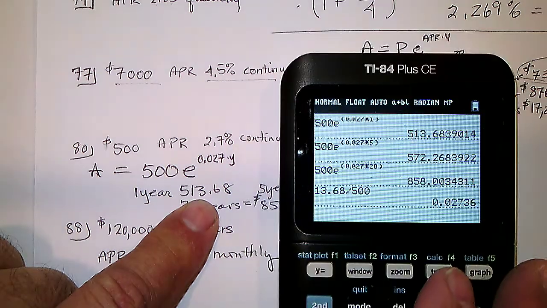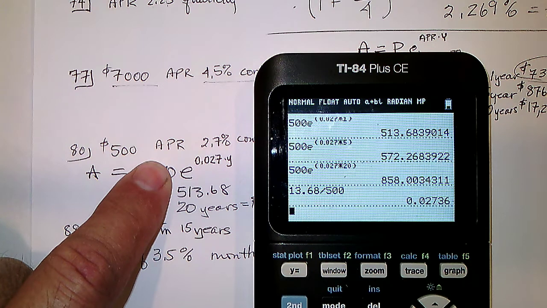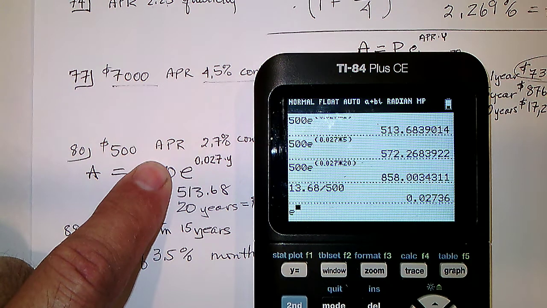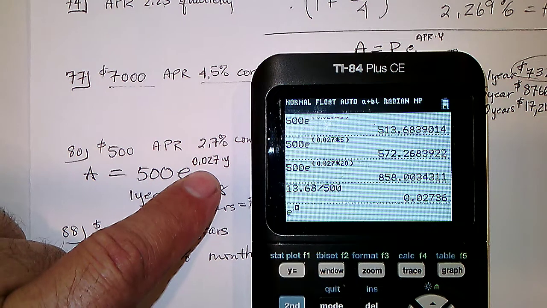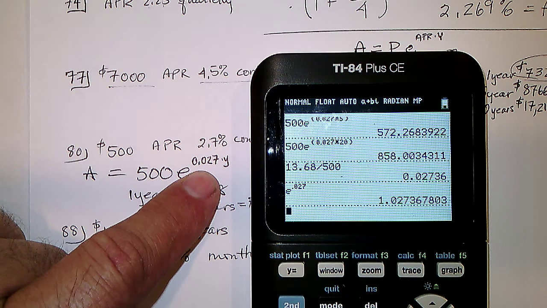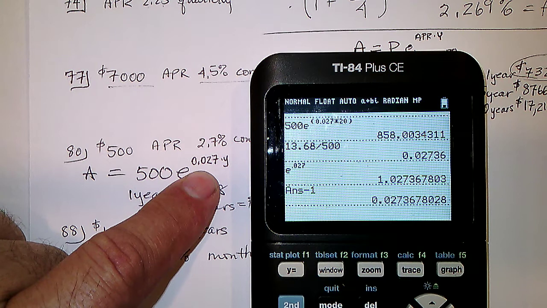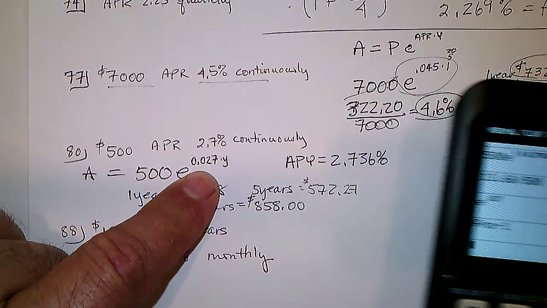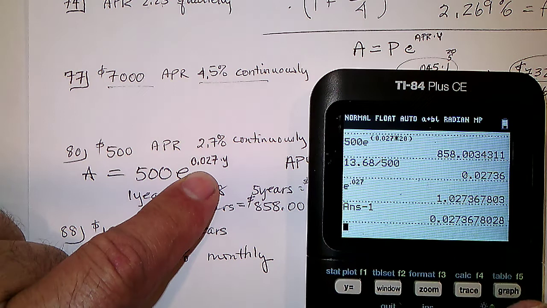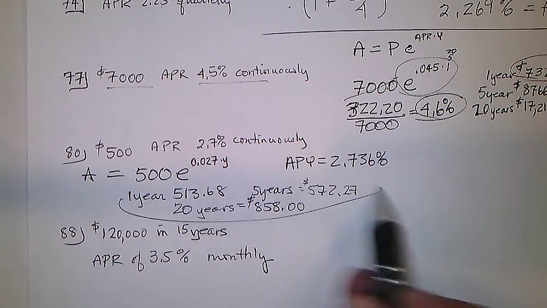I can also get that by forgetting the 500 and just saying e to the interest rate 0.027 times 1 for 1 year, which is that already. Subtract the 1 and we get that percentage rate, 2.7367. So 2.736 actually, but yeah. There's the answers to this one.